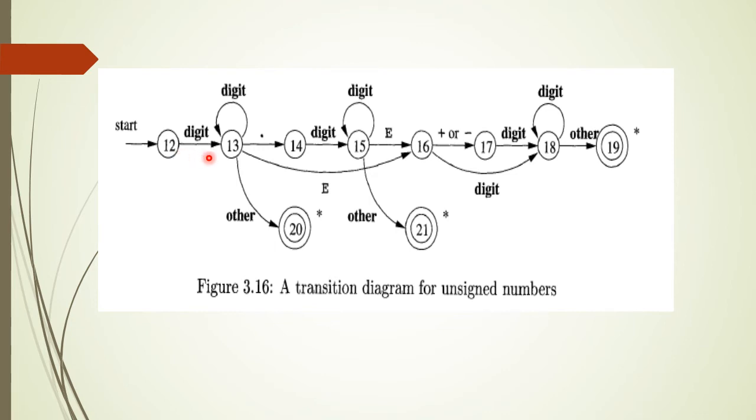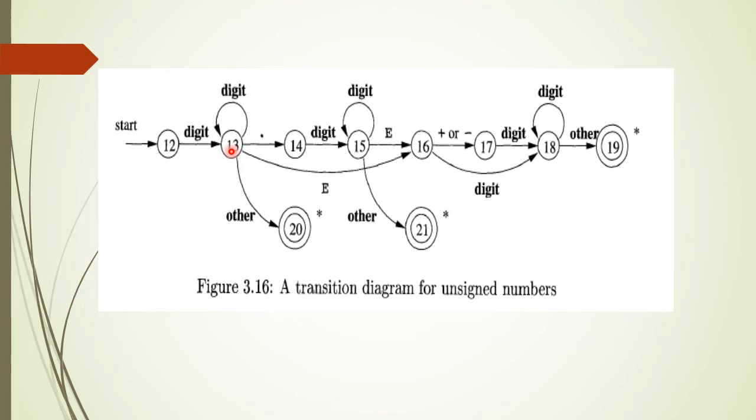A whole number can be a single digit or more than one digit. Suppose it is 10, then it will read 1 from state 12 and 0 from state 13, and anything other than digits will end up in state 20. Suppose it is 100, 1, 0, 0, then you'll end up with state 20. This is for the whole number.